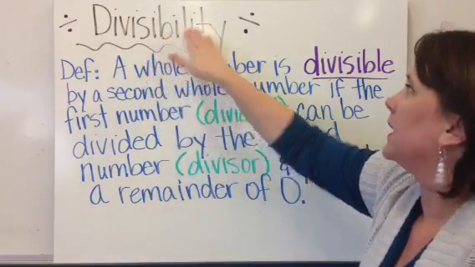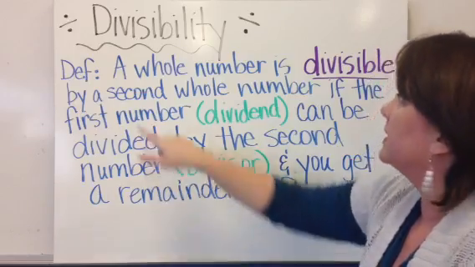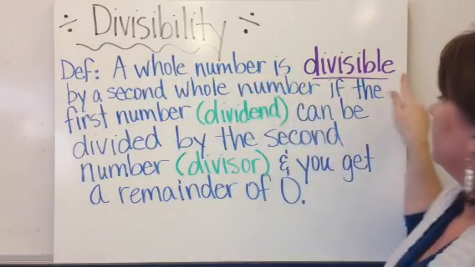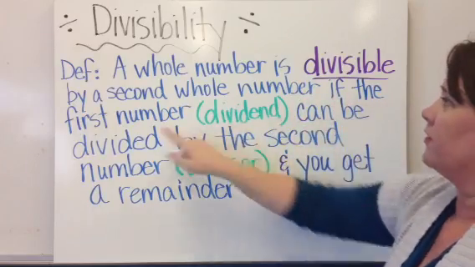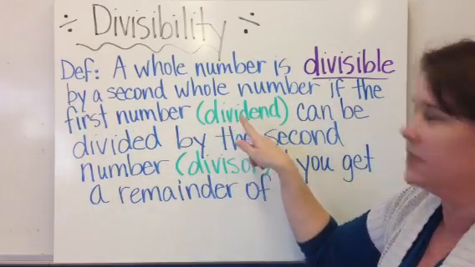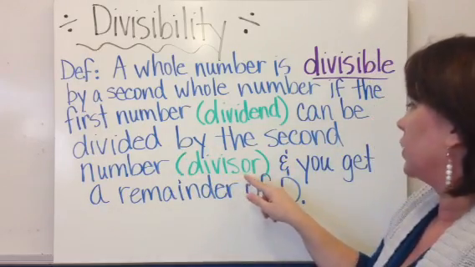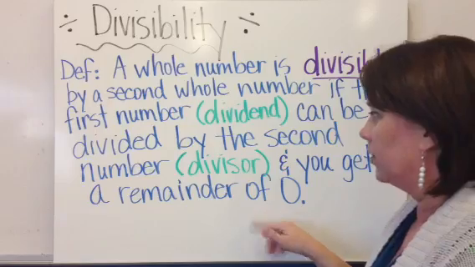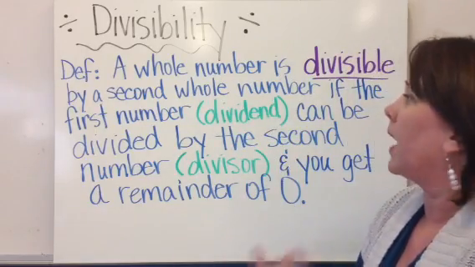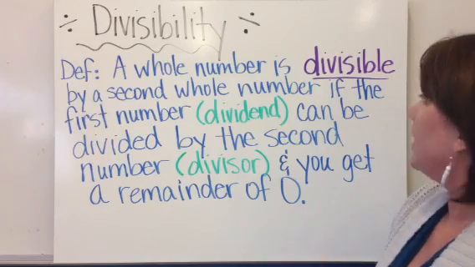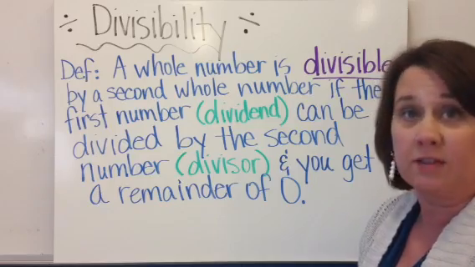Let's talk about divisibility. The definition of divisibility is: a whole number is divisible by a second whole number if the first number, the dividend, can be divided by the second number, which is the divisor, and you get a remainder of 0. So let me say that again. A whole number is divisible by a second whole number if you can divide the first number by the second number and have no remainder.